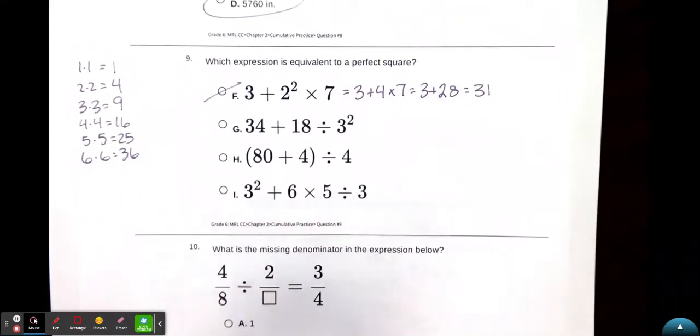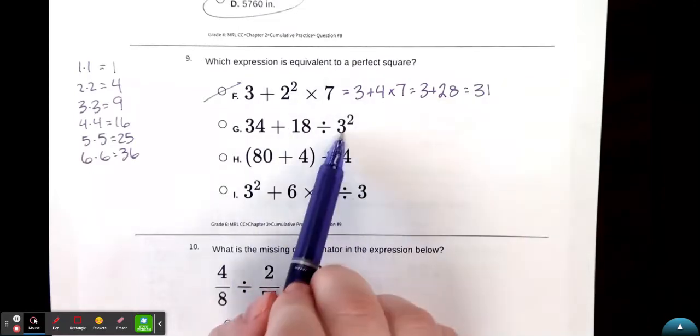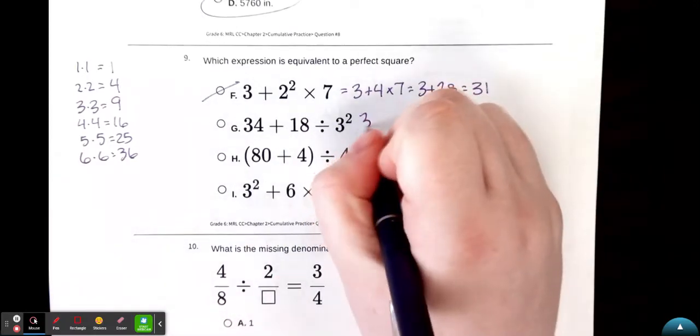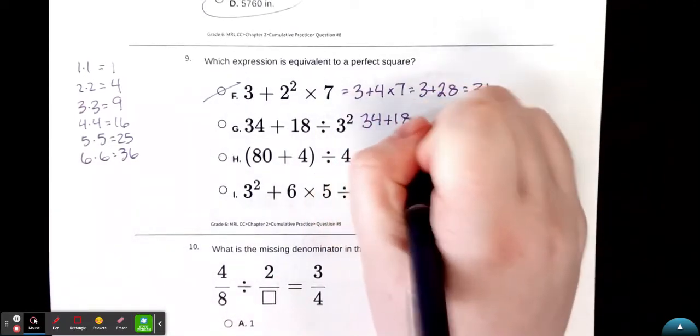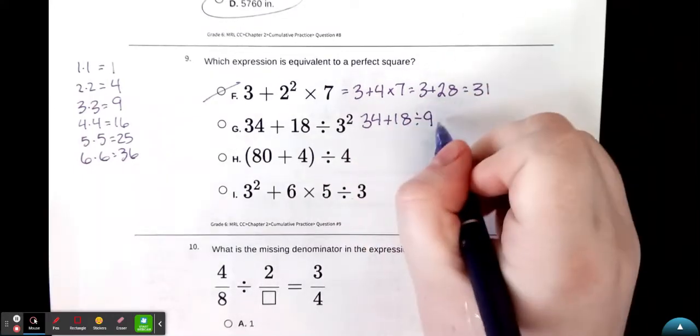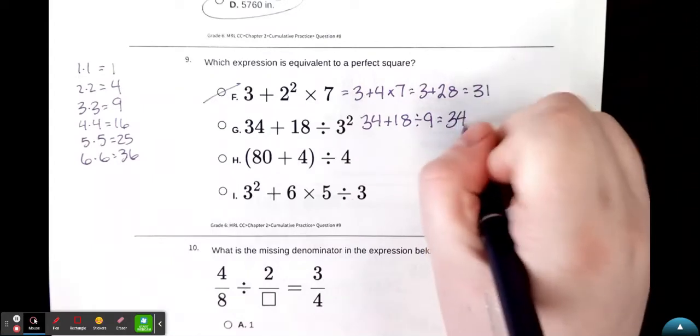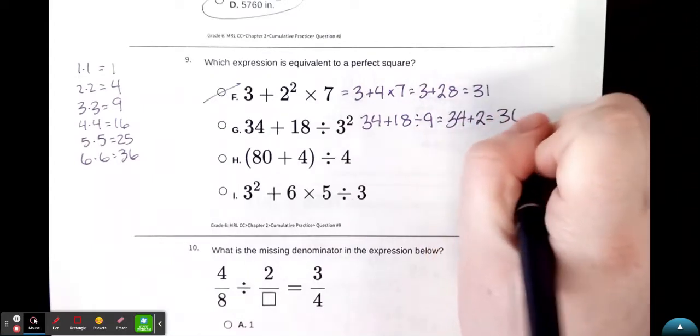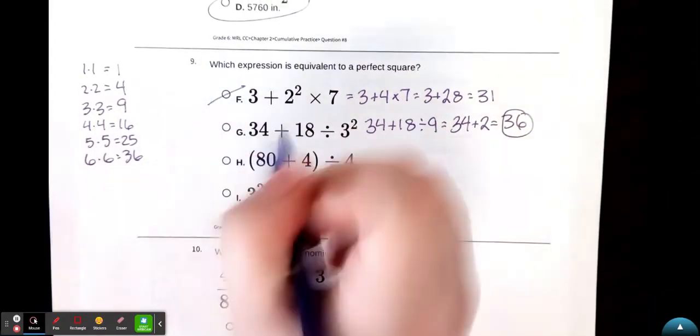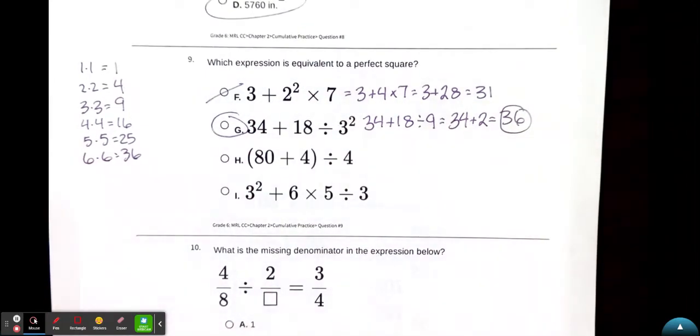G. Okay, so we're going to do the exponents first. 3 squared is 9. So we have 34 plus 18 divided by 9. Then we do 18 divided by 9, which is 2. So 34 plus 2, and that gives us 36. And 36 is a perfect square, so our answer is G.